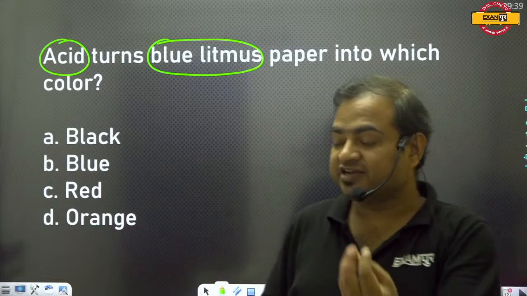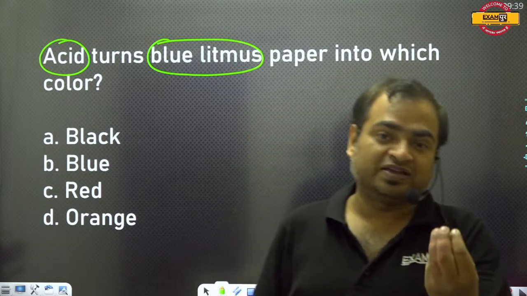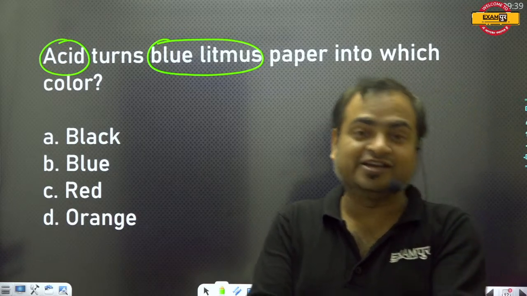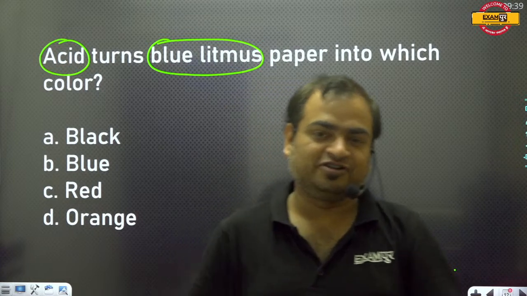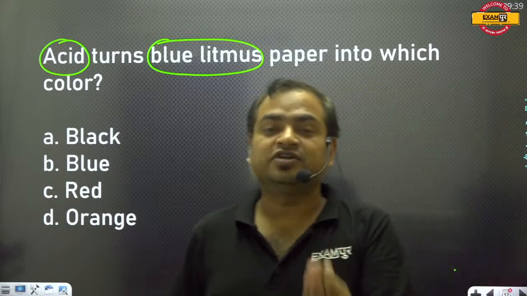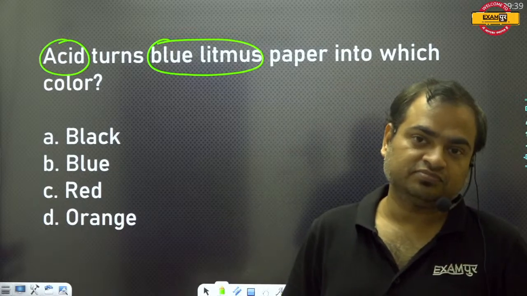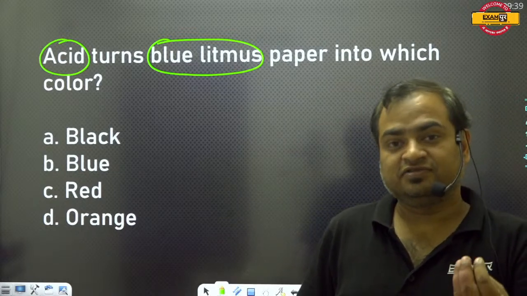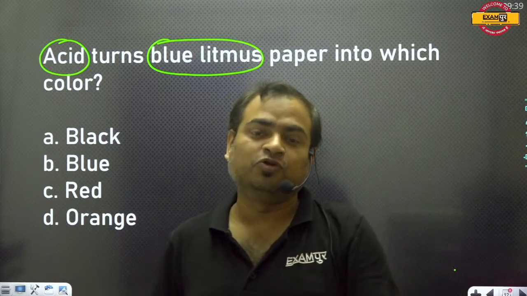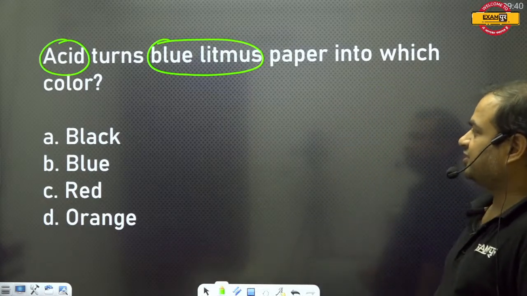There is a specific spice that is used as a natural indicator, and you eat that spice daily in your food. This is turmeric. Turmeric is also an indicator which tells whether the given solution is acidic or basic. I will explain after some time. First, please tell me which option is correct here.